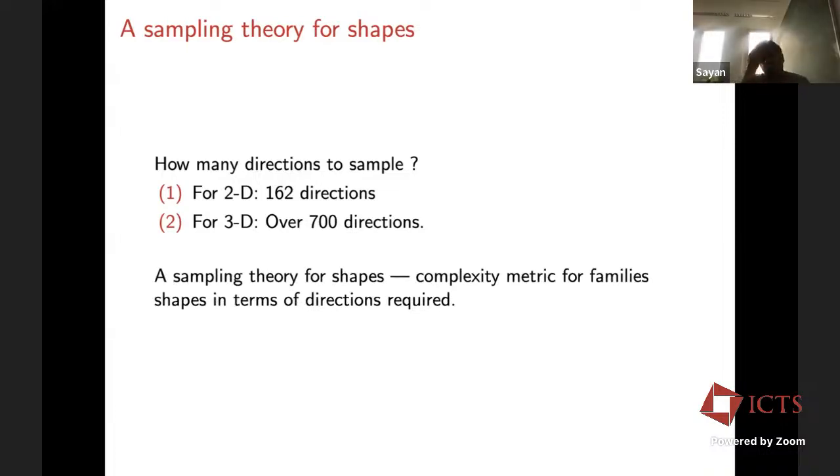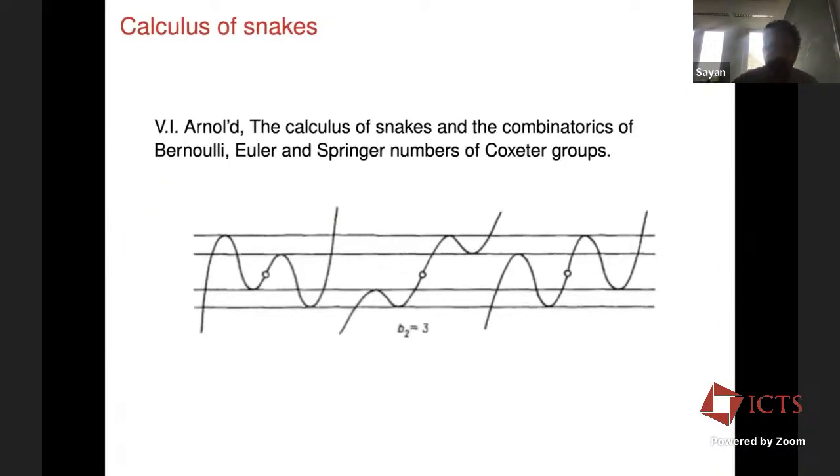So this is a sampling theory for shapes, right? What's a complexity metric for families of shapes in terms of the number of directions required to be able to tell apart two shapes in the family?